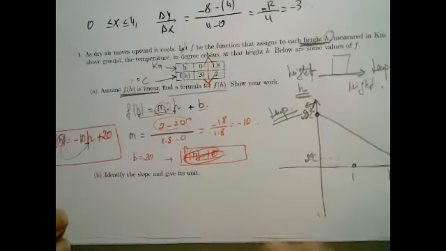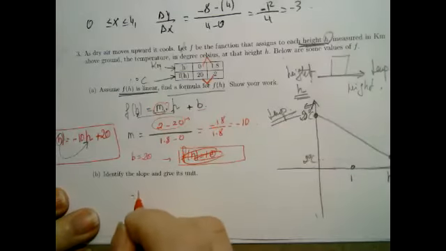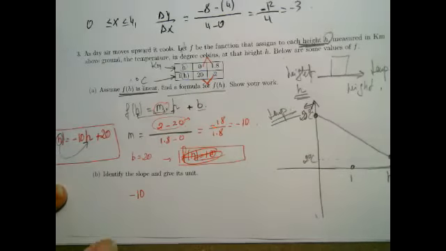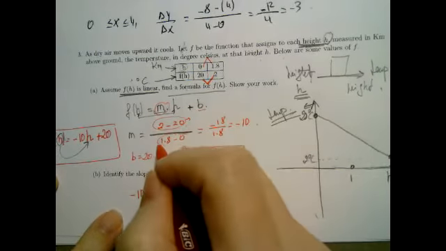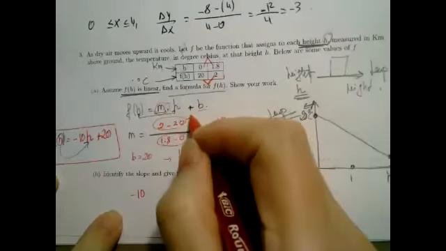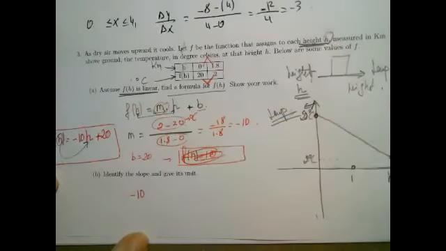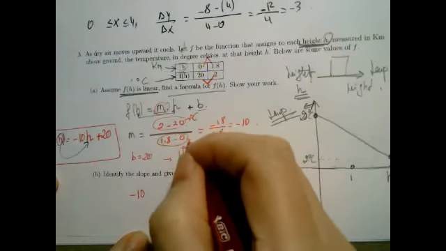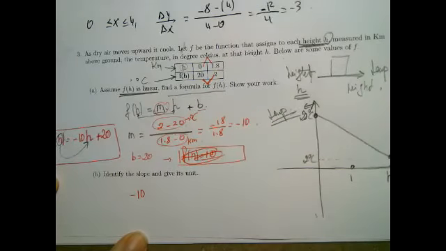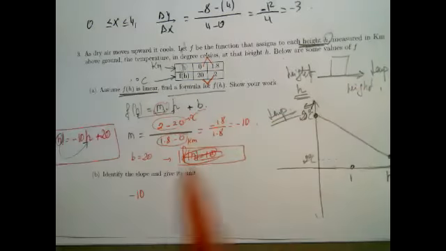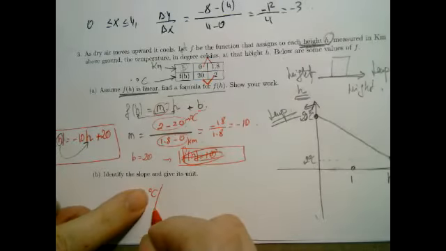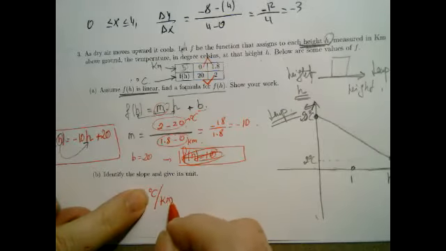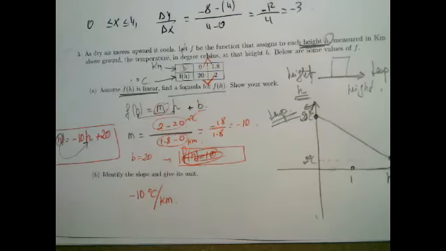Now the question is, identify the slope. The slope is minus 10. Give it its unit. How do we find the unit? We go back to how we found the slope. What's the slope? It's the change in temperature, which is degrees, over the change in kilometers, in height. So the unit is the change in temperature over the change in height, which is Celsius per kilometer. That's how we can find the unit easily.